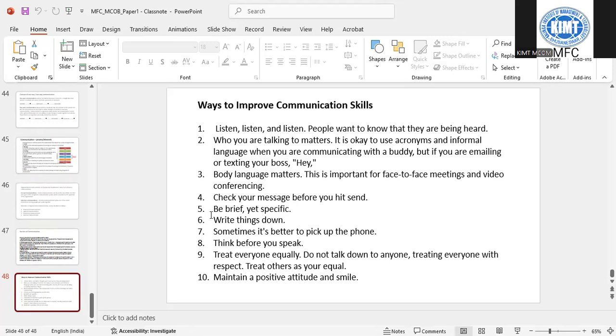Think before you speak. Before you speak, you have to articulate the things. You have to say what you are thinking. Treat everyone equally. Do not talk down to anyone. Treat everyone with respect. Treat others as your equal.